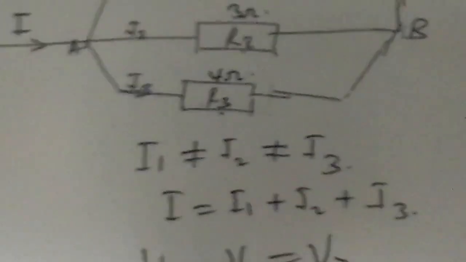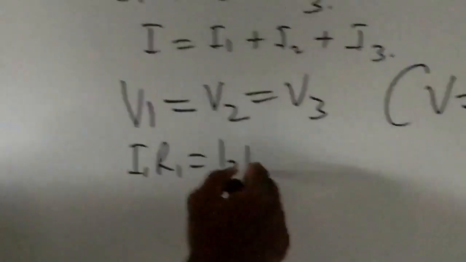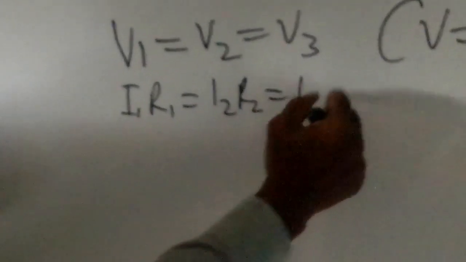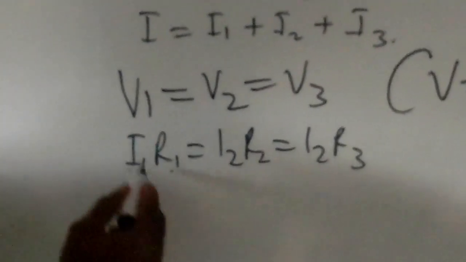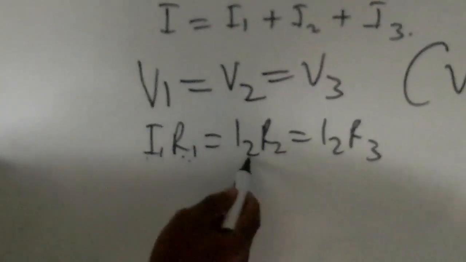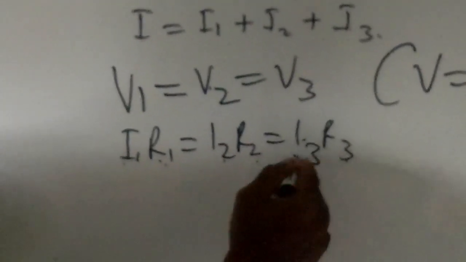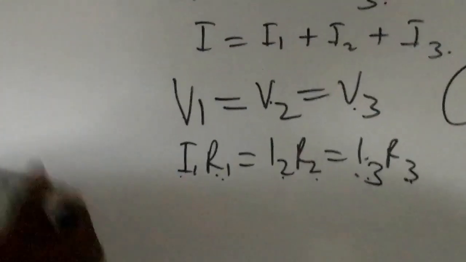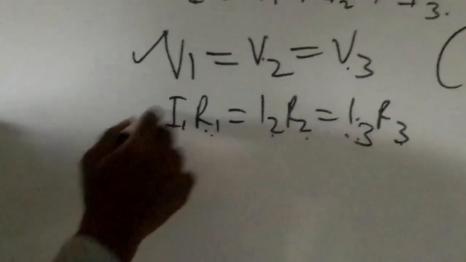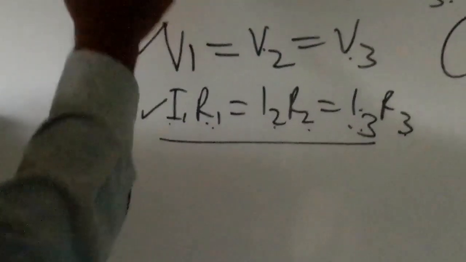So what it means is that from Ohm's law, since voltage is IR, I1 times R1 will equal I2 times R2 equal I3 times R3, since the potential difference is current times resistance. So you apply I1 and R1 to get V1, I2 and R2 to get V2, and I3 and R3 to get V3. So when they are in parallel, this holds. They have the same potential difference, but different amounts of current passing through each of them.